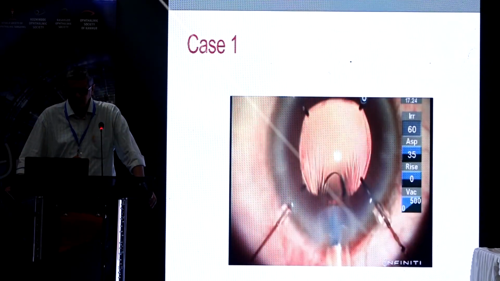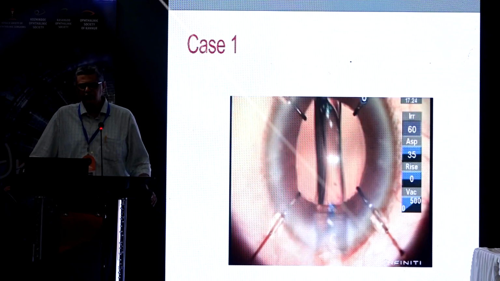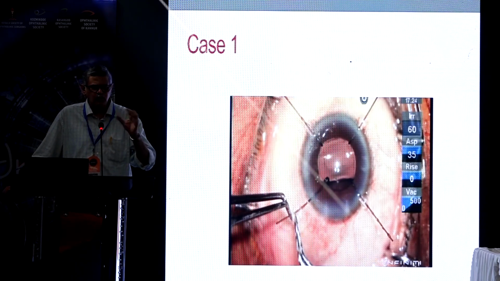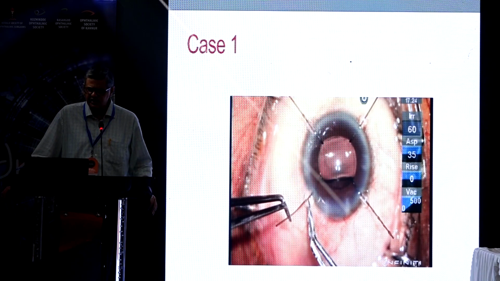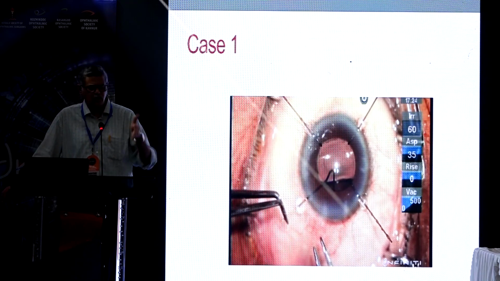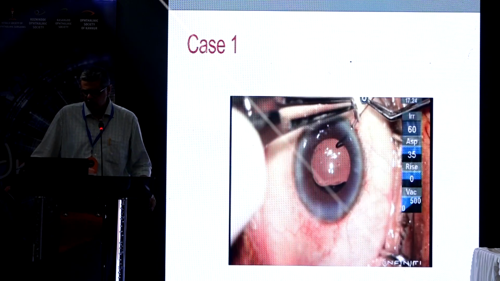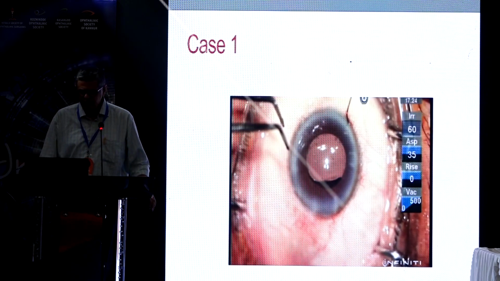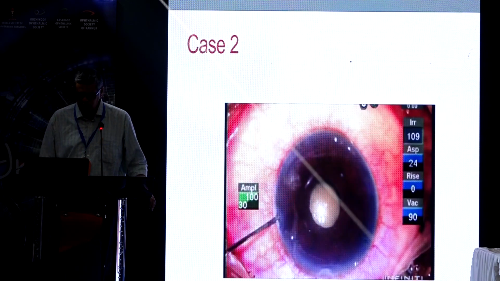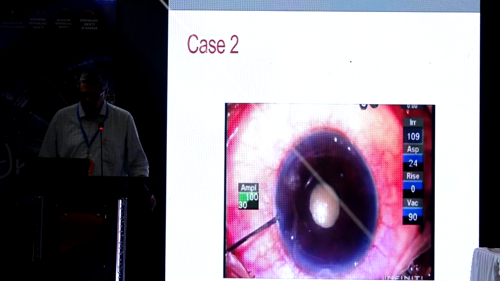In this case, it was a single piece lens, and removing the capsule hook is slightly different from removing the iris hook because of the configuration of the tip of the hook. So you have to bend it slightly, and without causing any damage to the rhexis margin, you have to remove the capsule. This is a second case where the pupil is small.